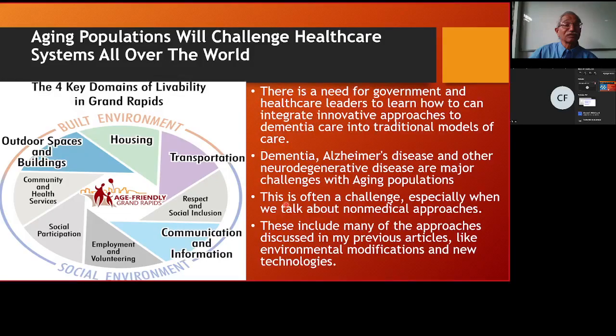There are four key domains of livability, for example in Grand Rapids. Everybody is having different models here: employment, volunteering, social participation, community health, outdoor spaces. Everything is different for different groups.